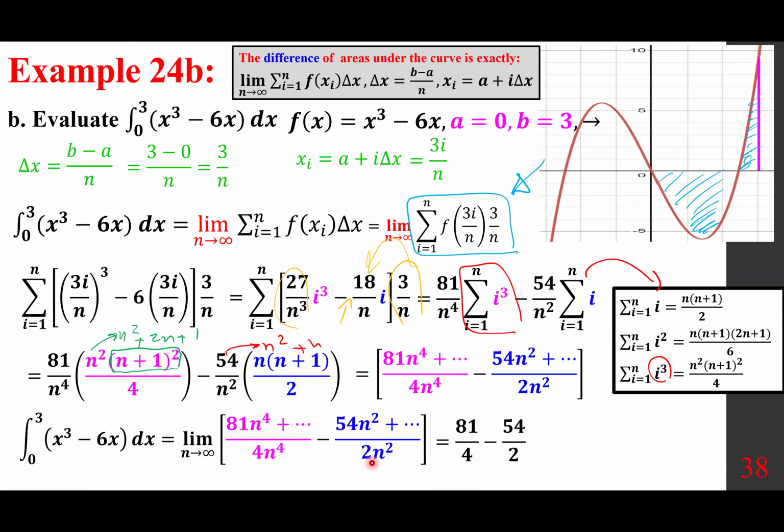So 81 over 4 minus 54 halves, or 108 over 4. So the denominator is 4, the numerator is 81 minus 108, which is minus 27. And this is the exact area. Again, more precisely, the difference of areas. Okay, this minus that. And that's an exact answer.